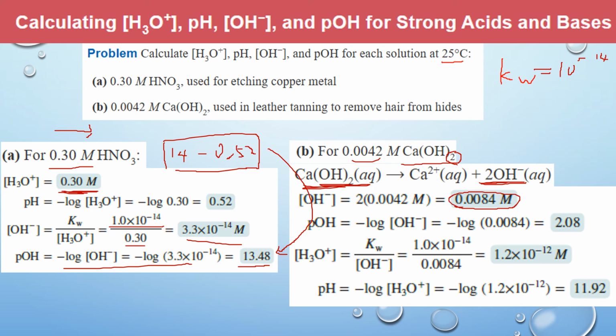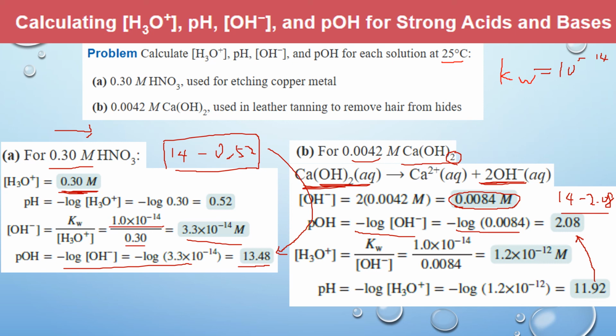Once we get the concentration of the hydroxide, we can calculate the pOH, the negative log of this concentration. So the pOH is 2.08. Again, we can calculate pH right away by subtracting: 14 minus 2.08. That will give us this pH value.